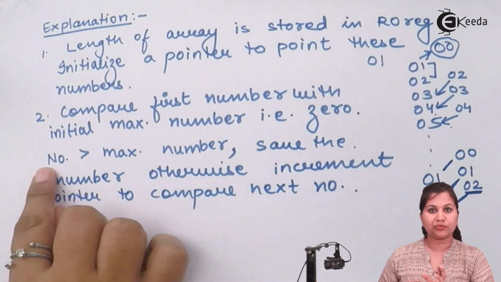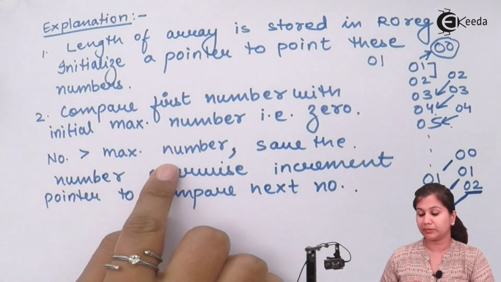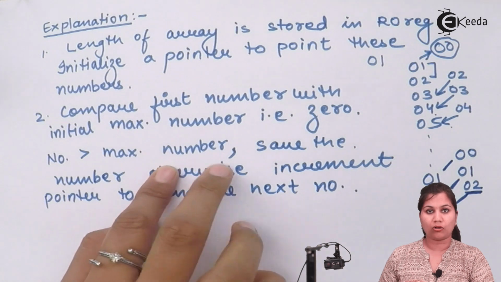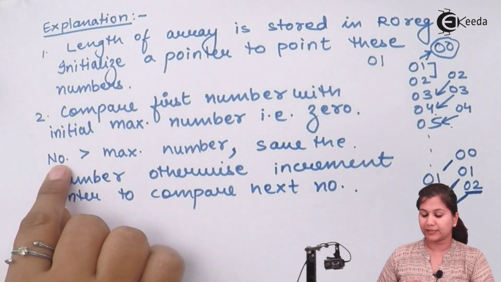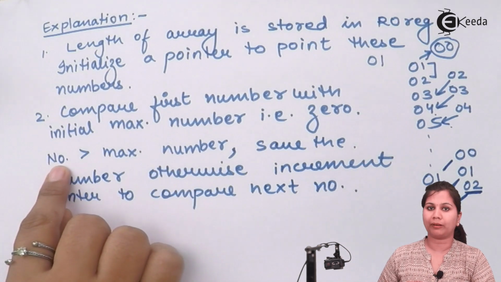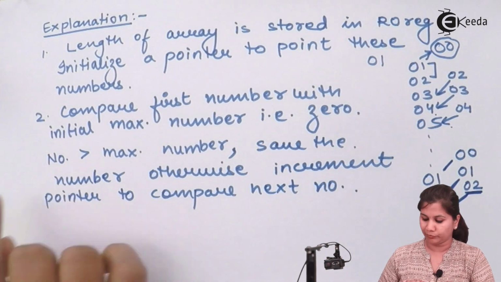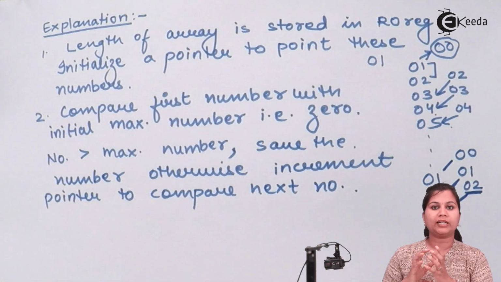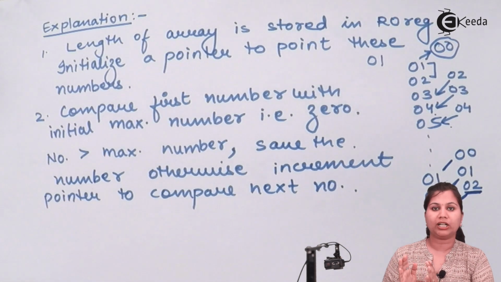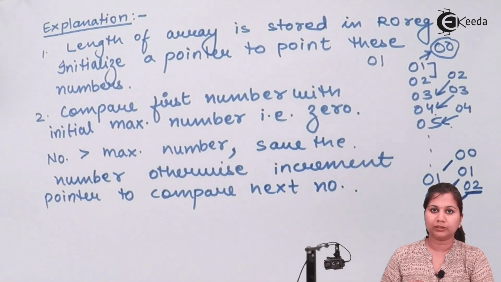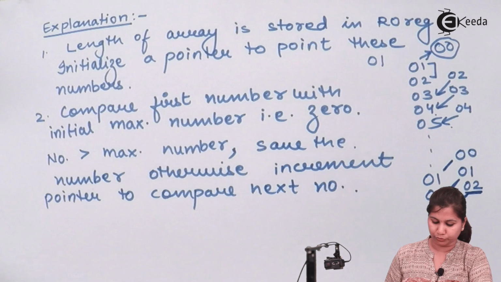Whenever the number we are comparing is greater than the already stored maximum number, this new number becomes the new maximum number. So every time, after the comparison, we get the maximum number among these two.